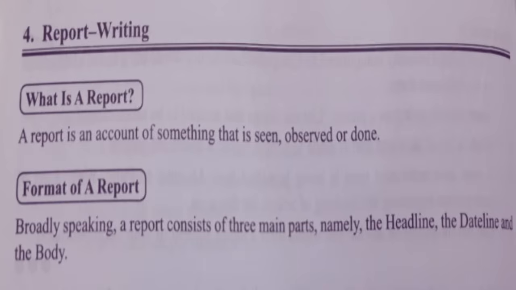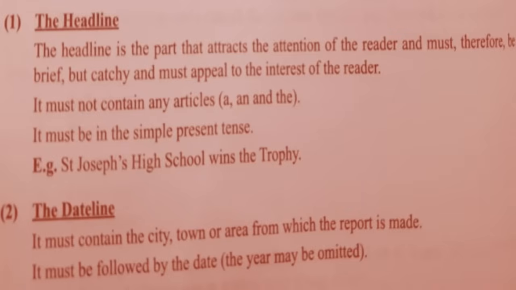What is a report? A report is an account of something that is seen, observed, or done. Format of a report. Broadly speaking, a report consists of three main parts, namely the headline, the dateline, and the body. 1. The headline. The headline is the part that attracts the attention of the reader and must therefore be brief but catchy and must appeal to the interest of the reader.